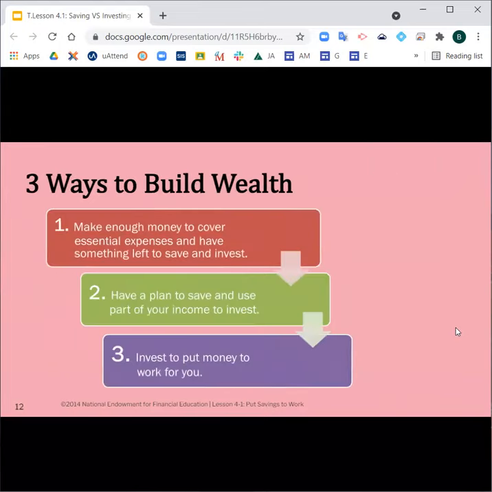All right, so let's look at 3 ways to build wealth. And these are sort of the 3 foundational ways of building wealth. So the first one is make enough money to cover essential expenses and have something left to save and invest. The second is have a plan to save and use part of your income to invest. And then the last is invest to put that money to work for you.